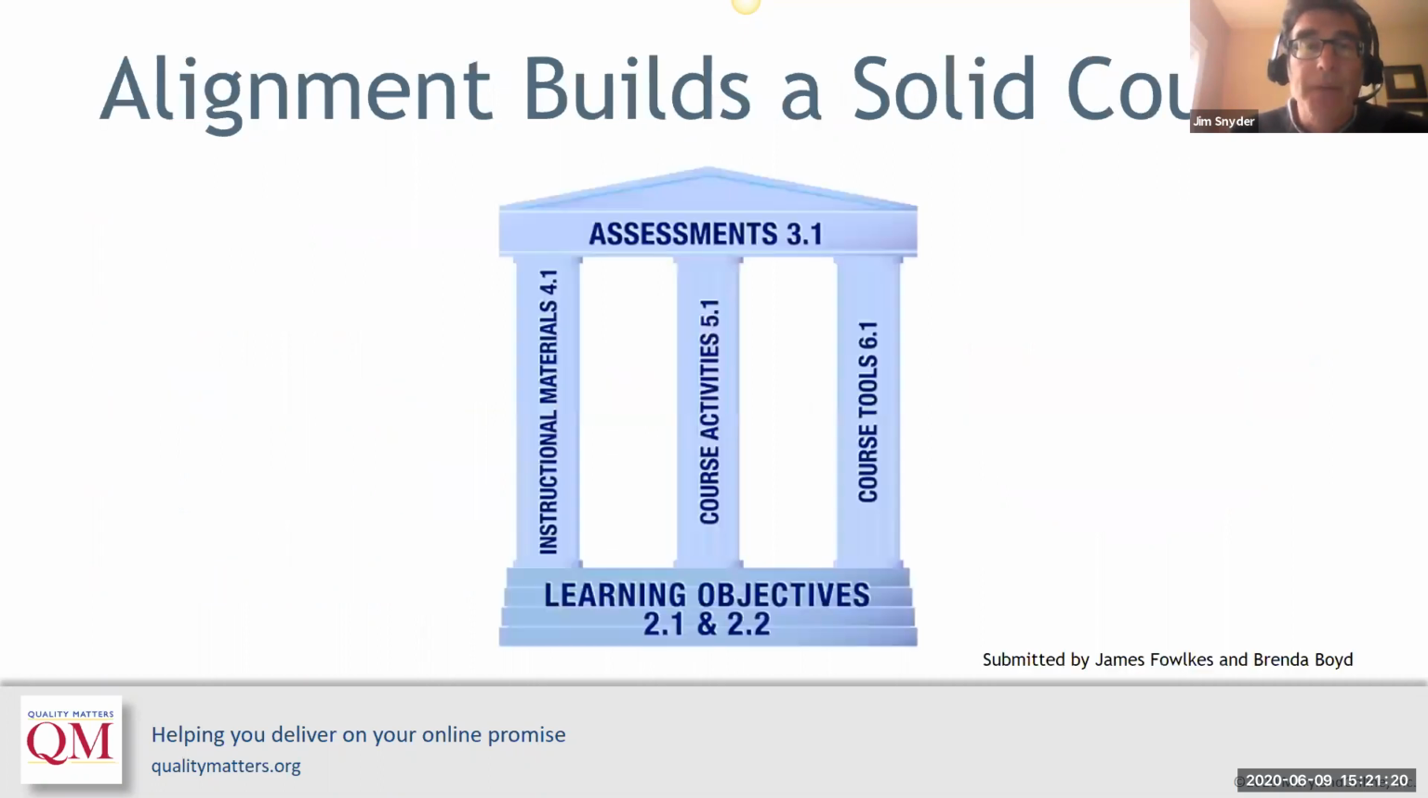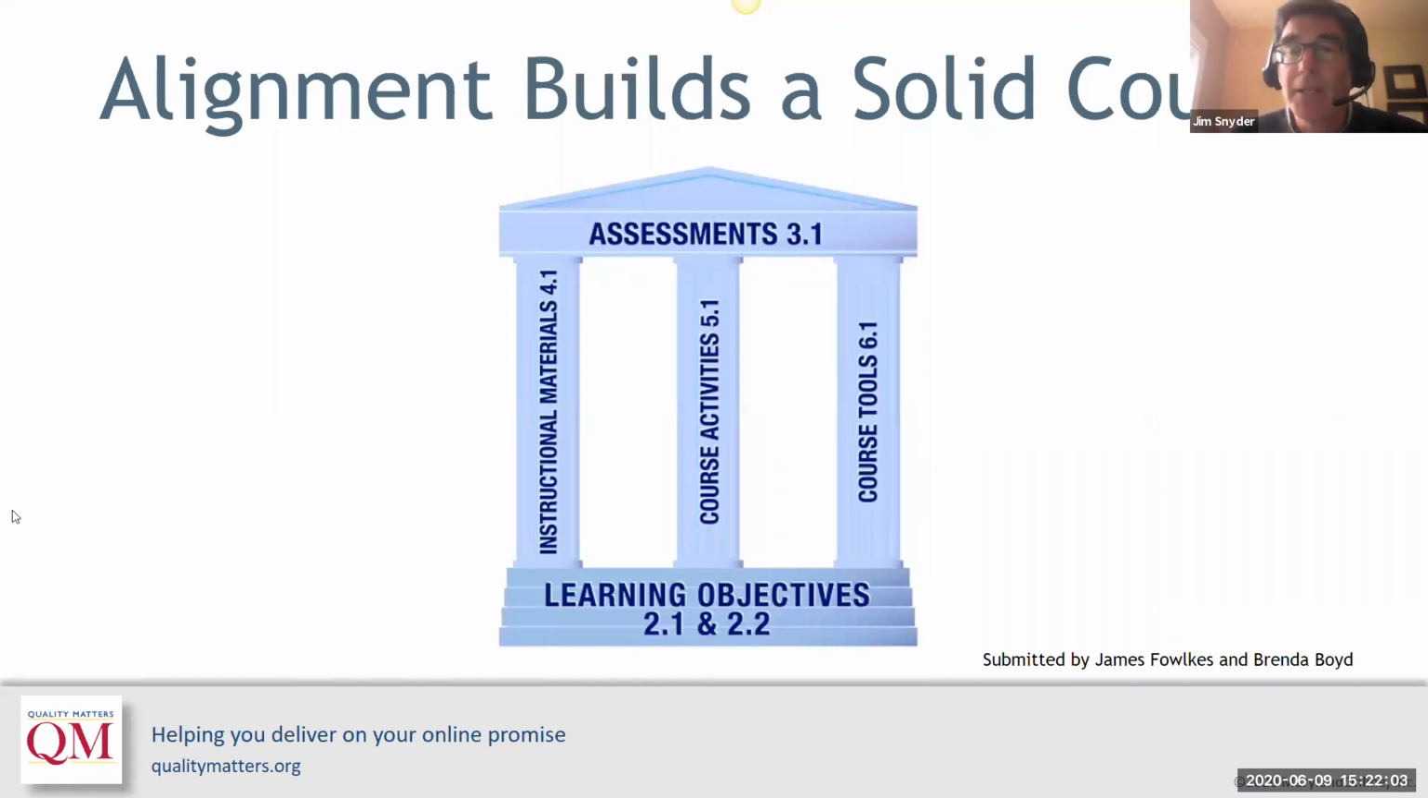Within the specific review standards, we have some standards that need to align. And when we talk about alignment, there are critical course elements that work together to ensure that learners will be able to achieve their learner outcomes. So really looking at building a solid foundation and a solid course. So the learning objectives, if you think about it, they really form the foundation of a course. So what are the students going to learn? And then the support of those are the instructional materials, the course activities, and the course tools.